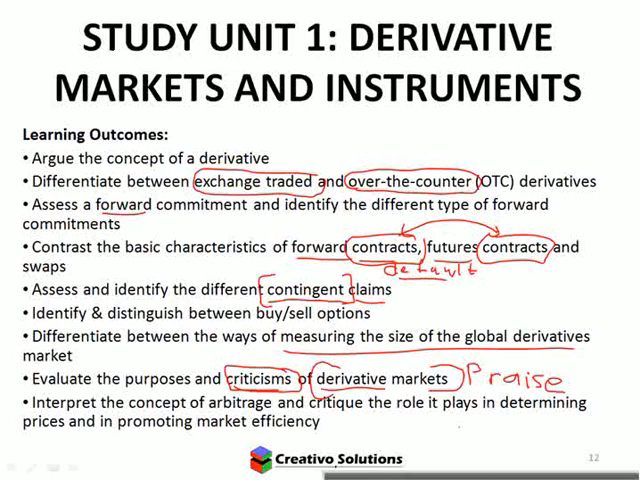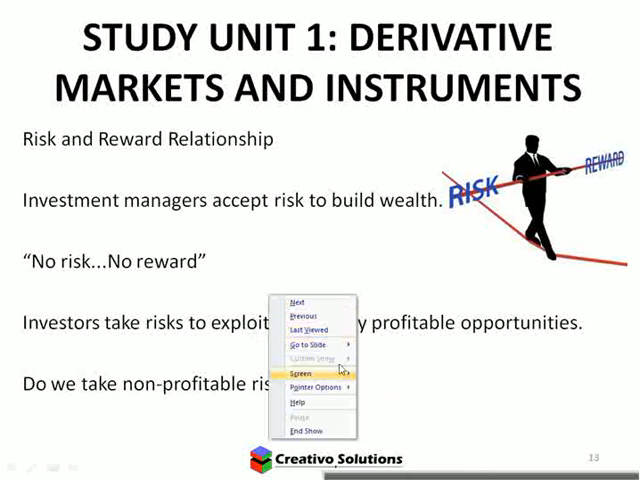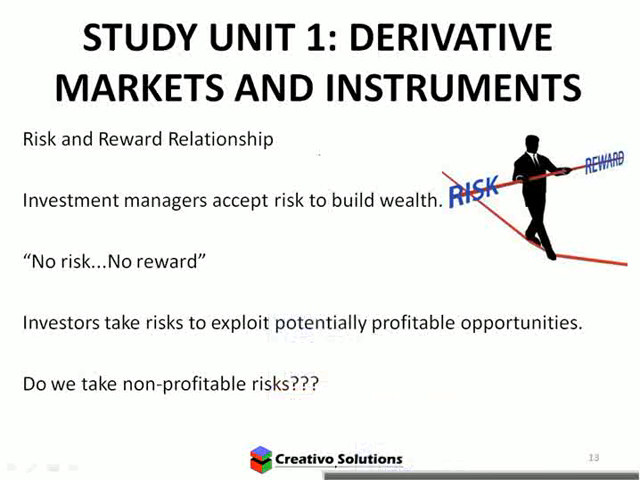Interpreting the concept of arbitrage. We've looked at this concept before, and we'll look at it again here. Earlier you spoke about risk and reward. What is the relationship between risk and reward? Increasing risk, increasing potential reward. That's the basic principle from a CAPM point of view: a linear relationship between risk and reward.